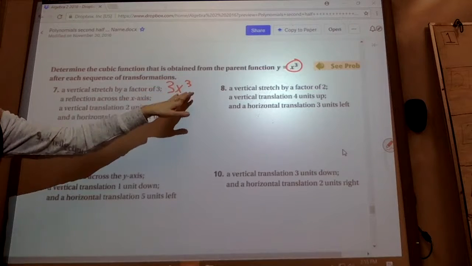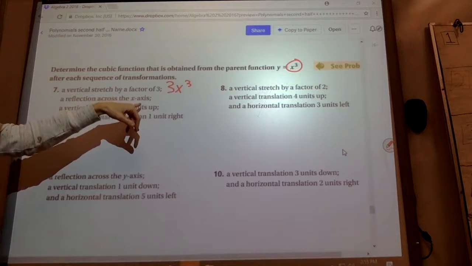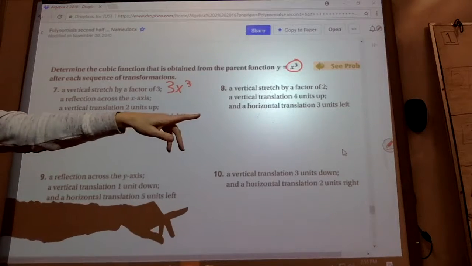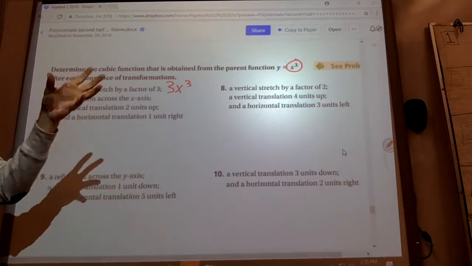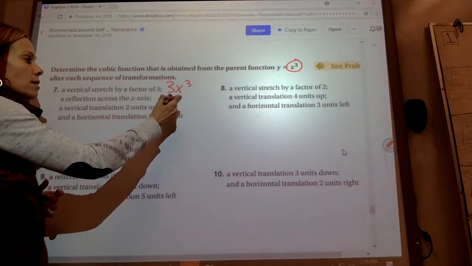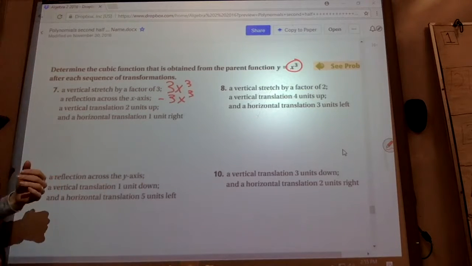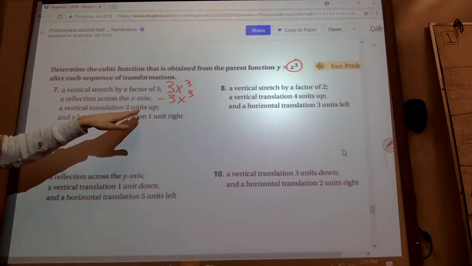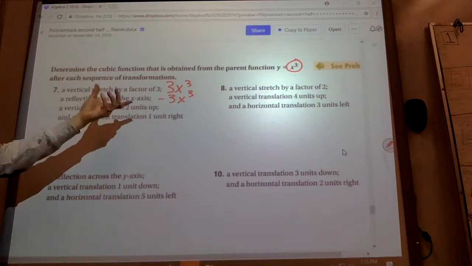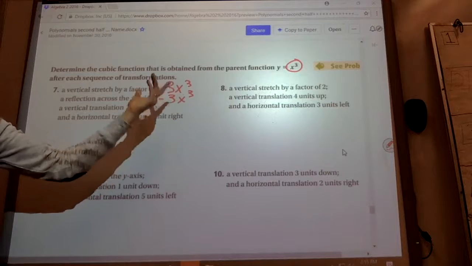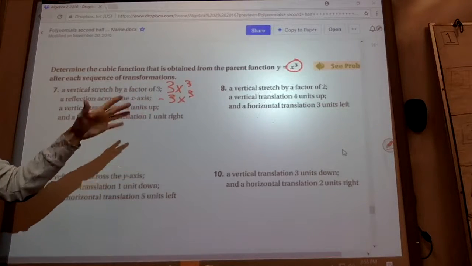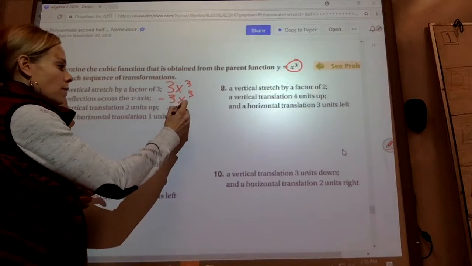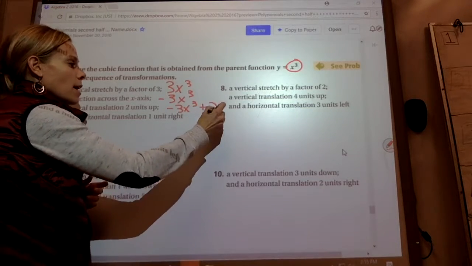And I want to take 3x cubed and I want to reflect across the x-axis. So to reflect across the x-axis, I negate the whole function. So I'm going to negate this whole function. And then if I want to go 2 units up, my rule is to take the function, negative 3x cubed, and add to it. And since I'm going 2 units up, I'm going to add 2. So negative 3x cubed, and I would add 2.